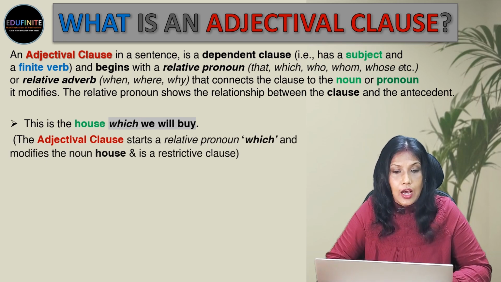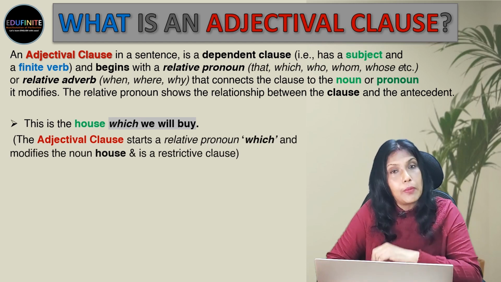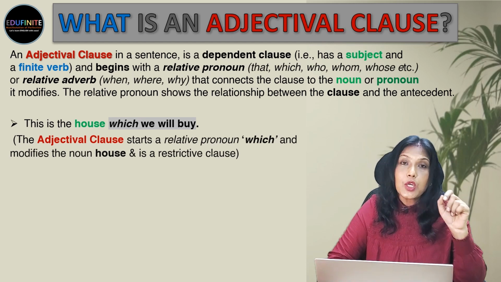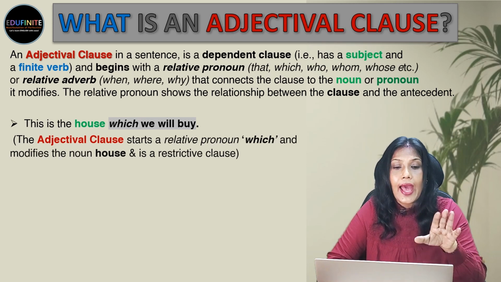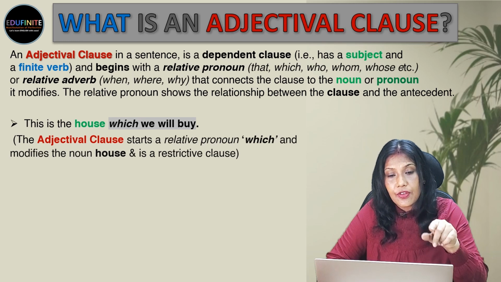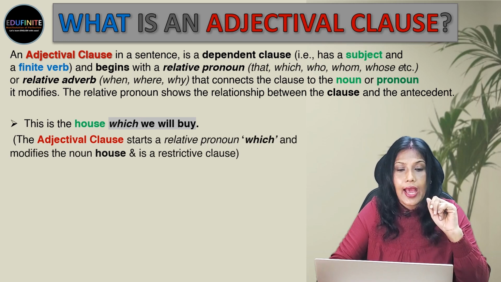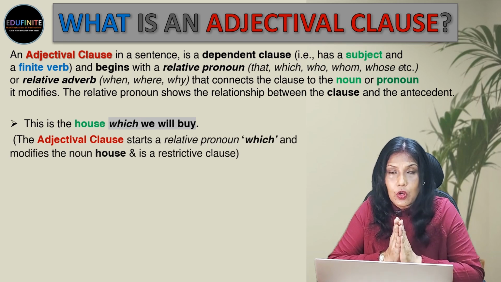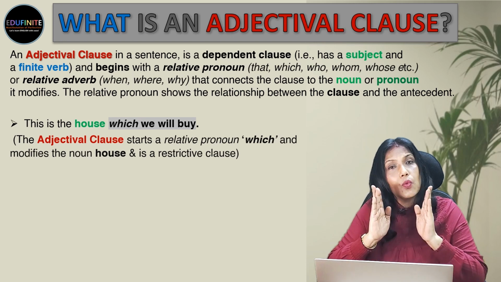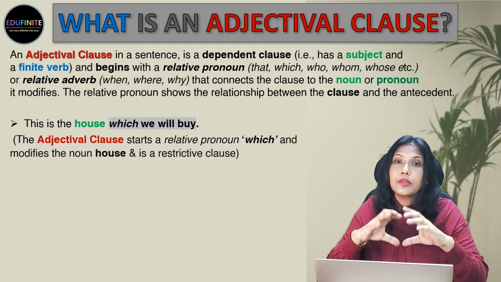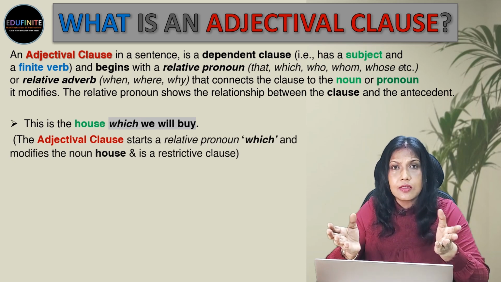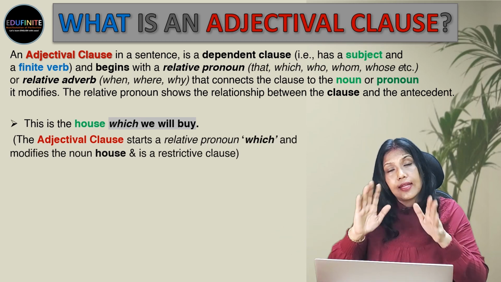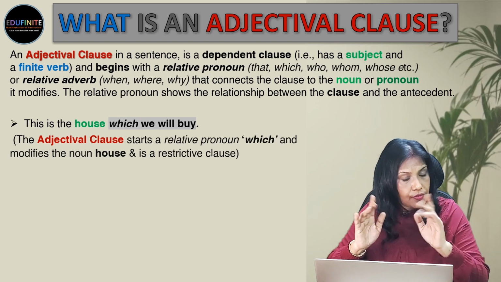This is the house which we will buy. Which house? The one that we will buy. So, which we will buy is the adjectival clause and it begins with the relative pronoun which. And it is a restrictive clause. That means the clauses which are essential for the meaning of the sentence, to understand the meaning of the sentence, you just cannot leave it out. In that case, that clause is a restrictive clause.